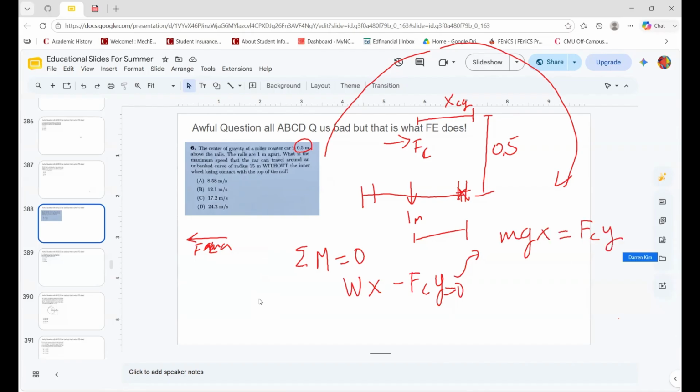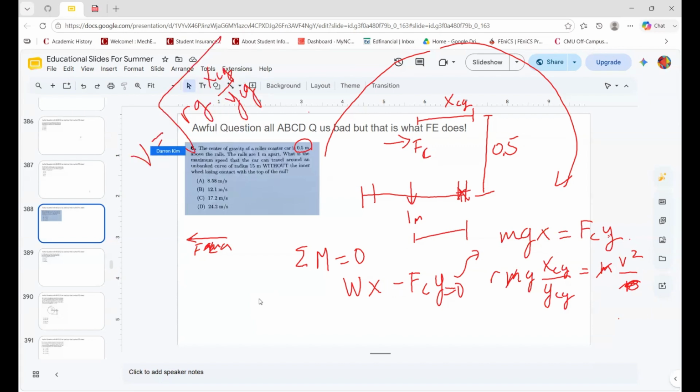I'm trying to figure out the speed again without losing contact. So this is important. So mg xcg over ycg, and then we're going to do mv squared divided by r. So we divide by m, and it's going to be rg xcg divided by ycg, square root, equals v. Anyways, we do the square root. We do r. What's r?